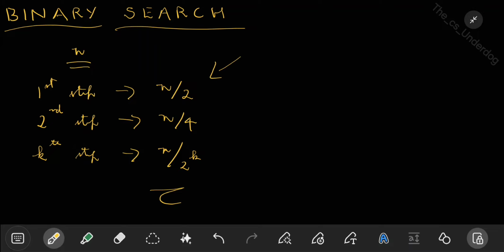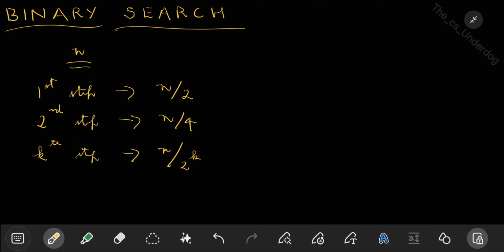After the first step, it is n by 2, which is n by 2 power 1. After the second step, it was n by 4, which is n by 2 power 2. Similarly, after k steps, it will be n by 2 power k. So this is how our division is going to reduce the size of the array. After k steps, the size of the array remaining will be n by 2 power k.